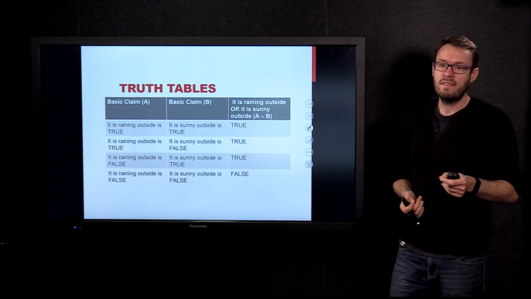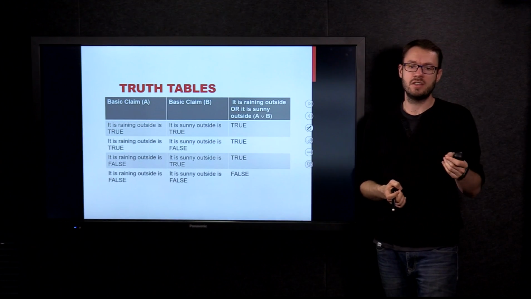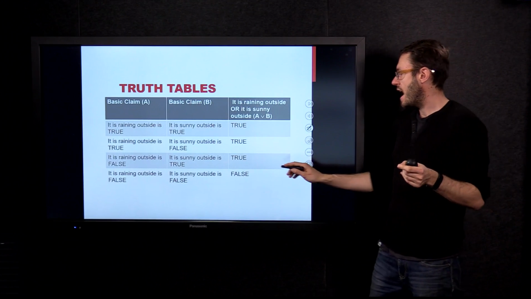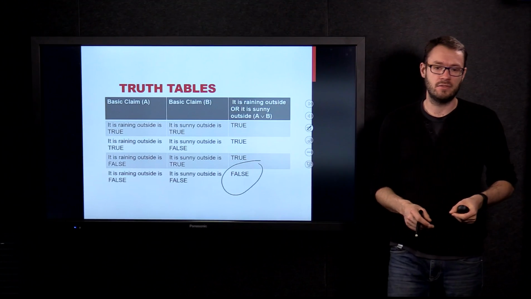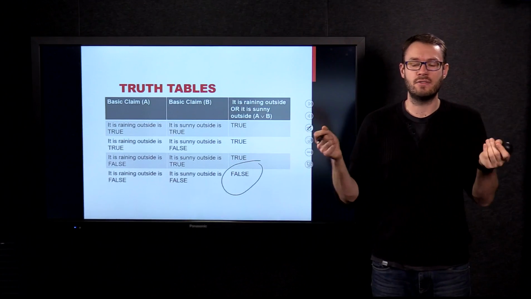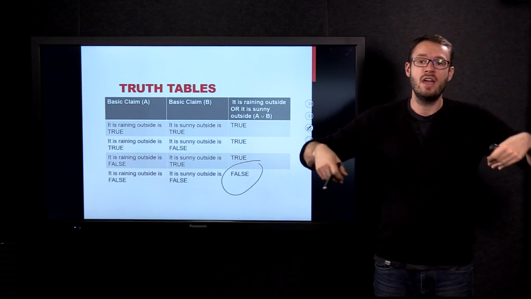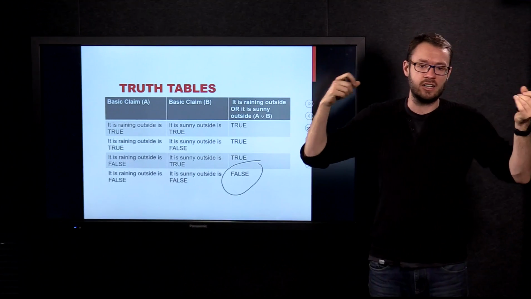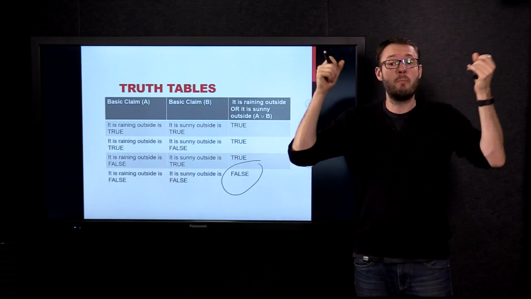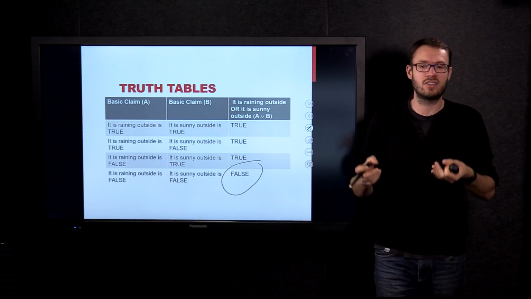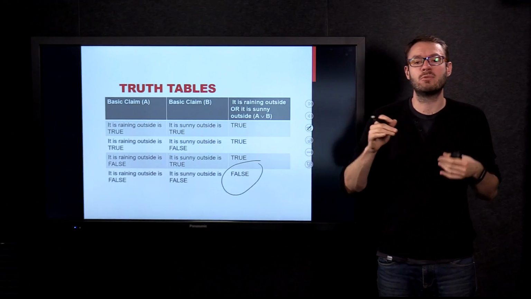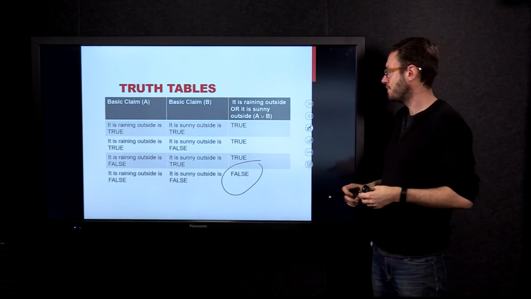Now importantly, there's only one situation under which the disjunction will turn out to be false, and that is when both sides are false. So when one of the sides is false, then the disjunction is true. When one side of the disjunction is true, then the disjunction gets to be true. And when both sides are true, then the disjunction is true. And so the only time it's really failing is when both sides are false.